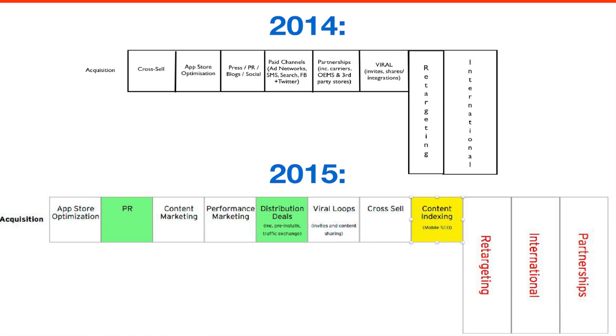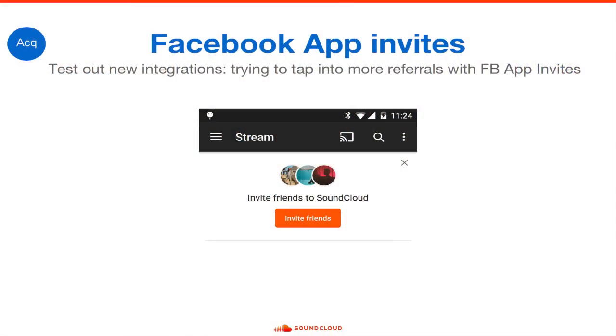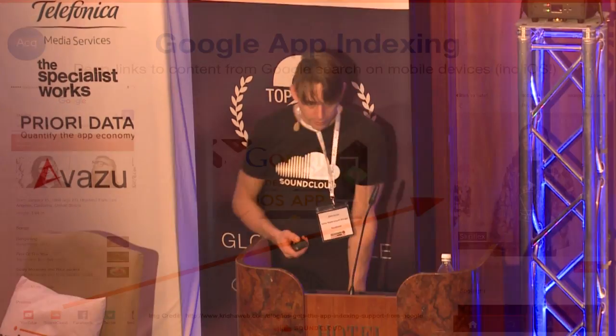So a couple of examples of things we're doing at SoundCloud on the acquisition front. So Facebook app invites is something that we've been experimenting with. It's a channel that's not working great for us right now, but it's bringing in some additional viral traffic. So it's something that we'll continue to iterate on. Google app indexing, I already mentioned.